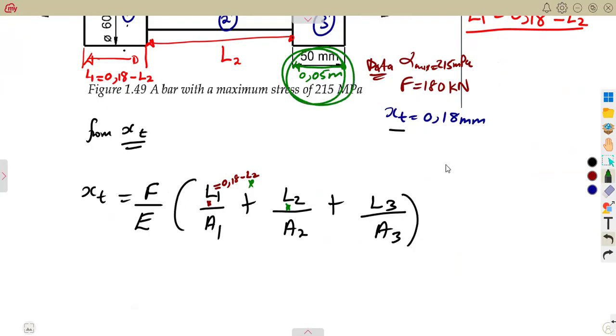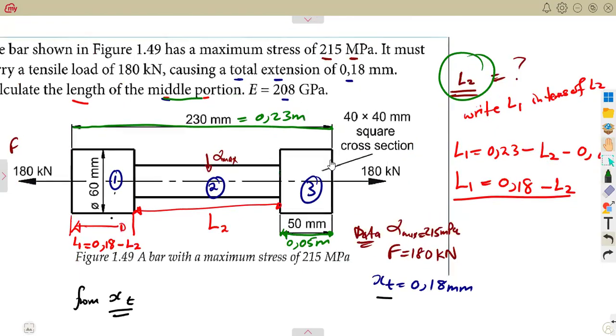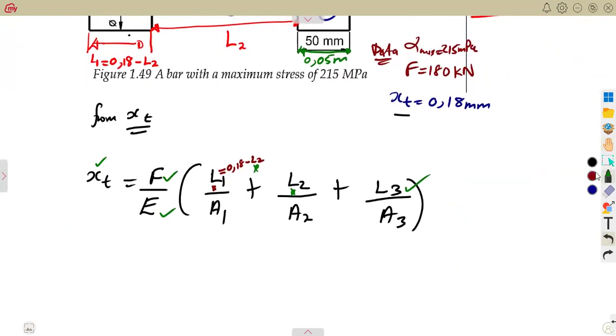L3, the length at the last section there, we are given. The total extension, definitely, that is the one that we have here. The total force is given. The E, we are given this E. If you take a closer look there, you're given the E. So on this formula, what is left? The areas. We do not have area 1, we do not have area 2, we do not have the area of the third section. The areas of these three sections are not given. So thus, we must calculate these areas.